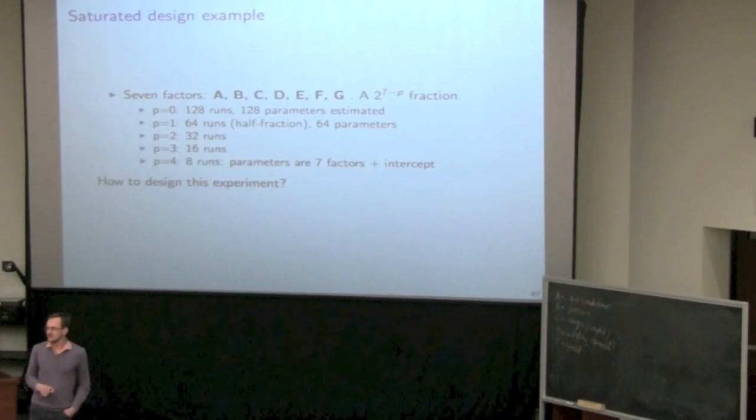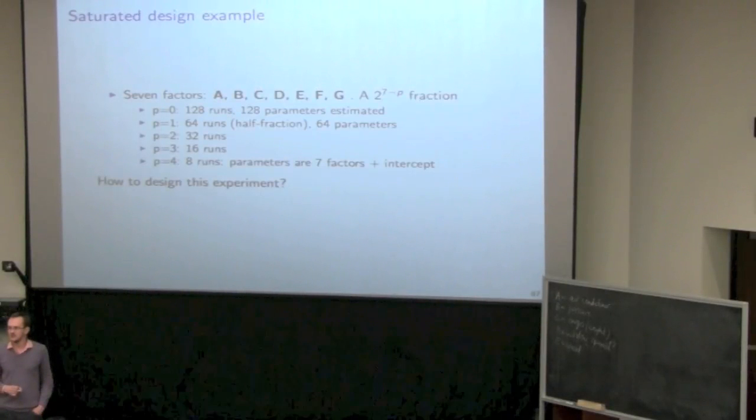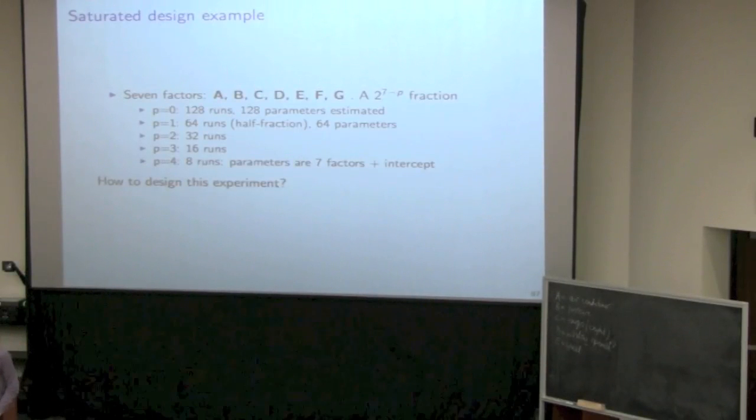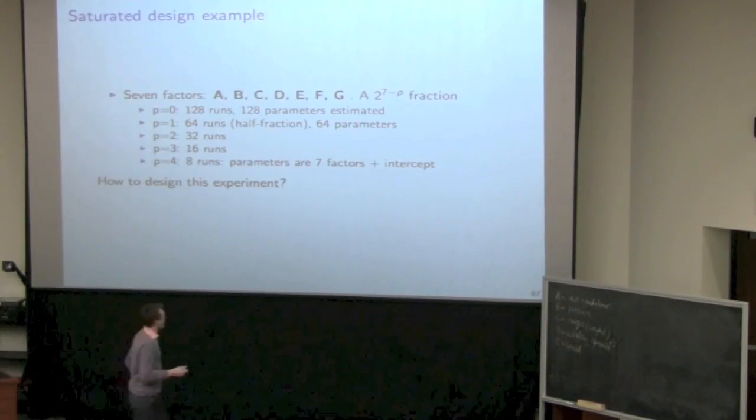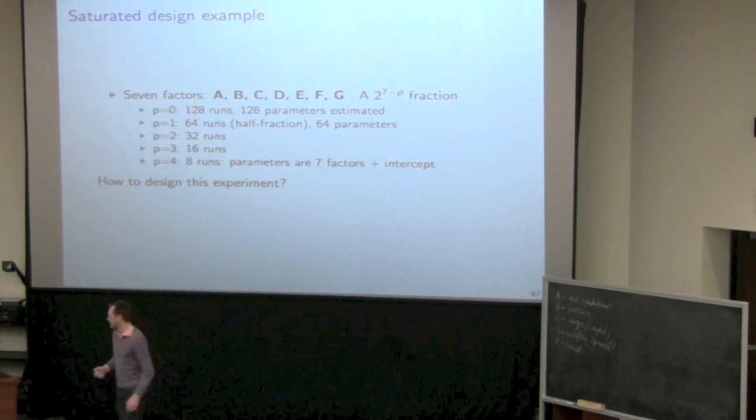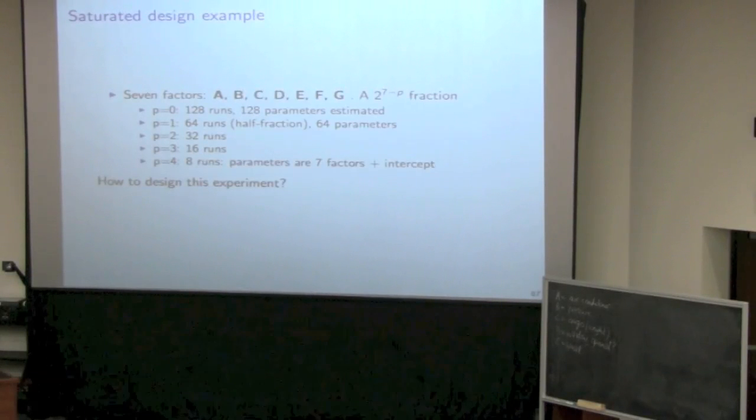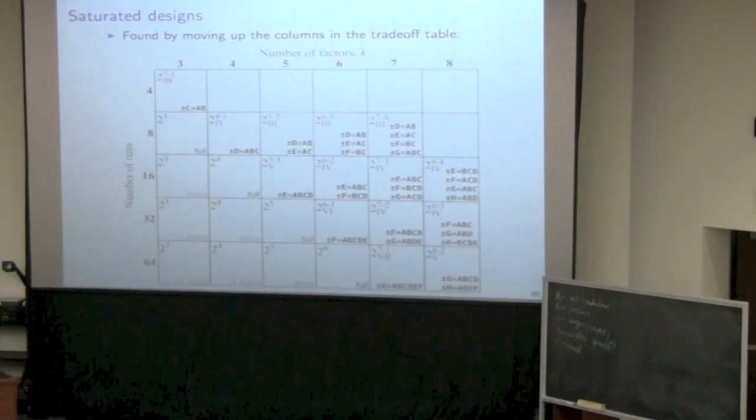How many experiments? 32. Sound reasonable? Too many. Okay. 16 experiments. No. 8. Can we do 4? No. Okay, so 8 experiments. So where am I on the table in my row? In that second row, 8 experiments. And I'm in 2 to the 5 minus 2.